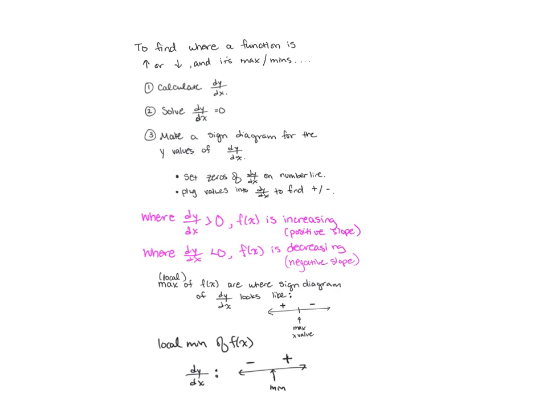And this is kind of a step-by-step of what you'd need to do for that. So first, to find out where the function is increasing or decreasing, calculate the derivative. Set it equal to 0, then make a sign diagram. The zeros are going to go on the number line, and then you're going to plug in values to get positive or negatives. And then when the derivative is positive, so more than 0, the original function is increasing or it has a positive slope. Where the derivative is negative, the original function is decreasing, it has a negative slope. And then you're going to get maximums when it goes positive to negative, and minimums when it goes negative to positive.